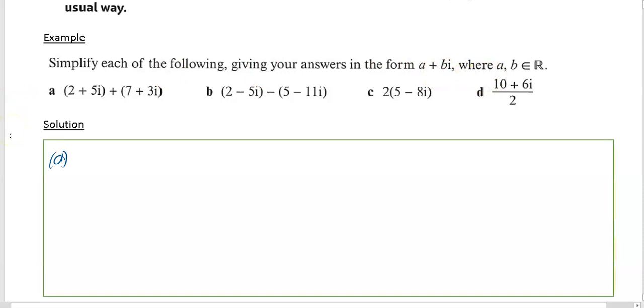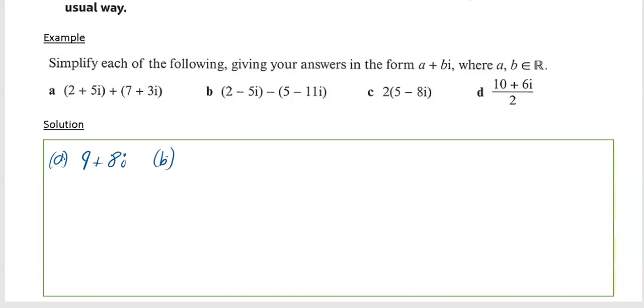Okay, the first one is just adding 2 plus 5i plus 7 plus 3i. So you've got two complex numbers here. 2 plus 5i is a complex number, 7 plus 3i is a complex number, and we're adding them. So to add these, all you do is add the real parts. The real parts are 2 and 7. 2 plus 7 is just 9. And add the imaginary parts. The imaginary parts are 5i plus 3i, which is just going to be 8i. So very, very easy indeed.